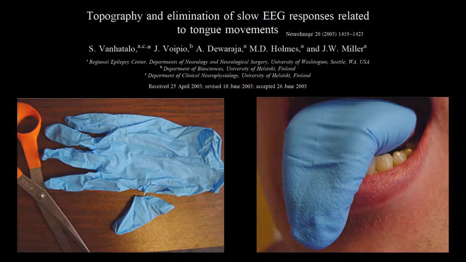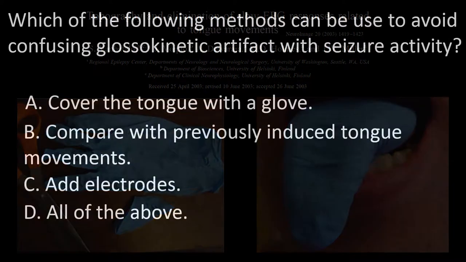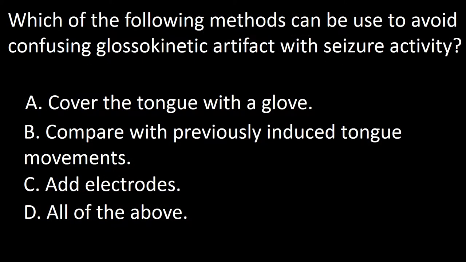Finally, I'd like to show you this technique. It is called the gloved tongue. It can be used to eliminate glossokinetic artifacts, or at least to decrease them significantly. So the answer to this question is D.